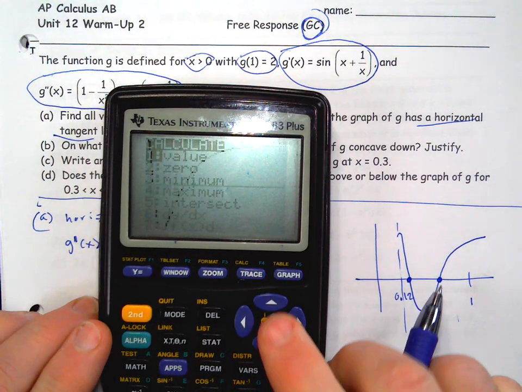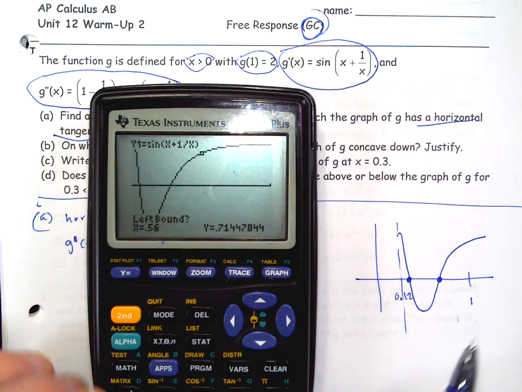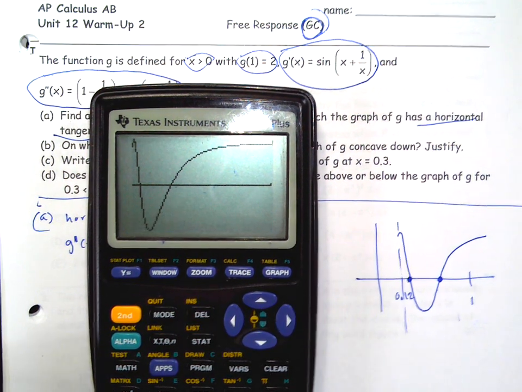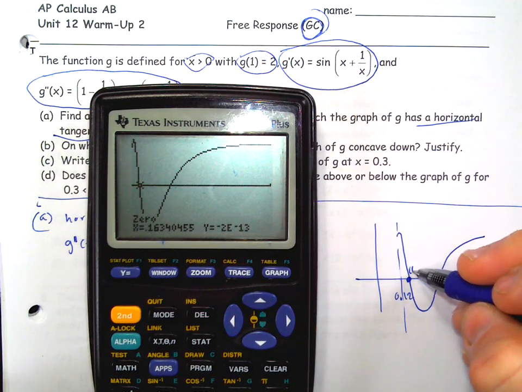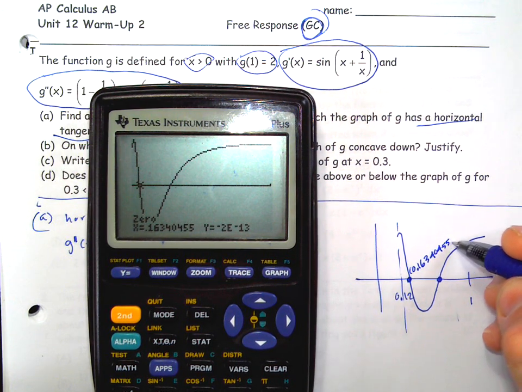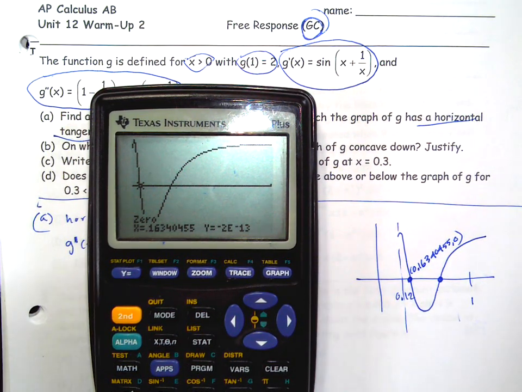So we're going to do second calculate zero. And I'm going to say, well, let's look at 0.12 to 0.2 and guess 0.19. Let's see if that works. 0.1634045. And notice it's not exactly 0, but -2 times 10 to the -13th is 12 zeros and then the first number. So it's pretty small. Pretty much 0 for us. 12 zeros. 0 to 12 decimal places.